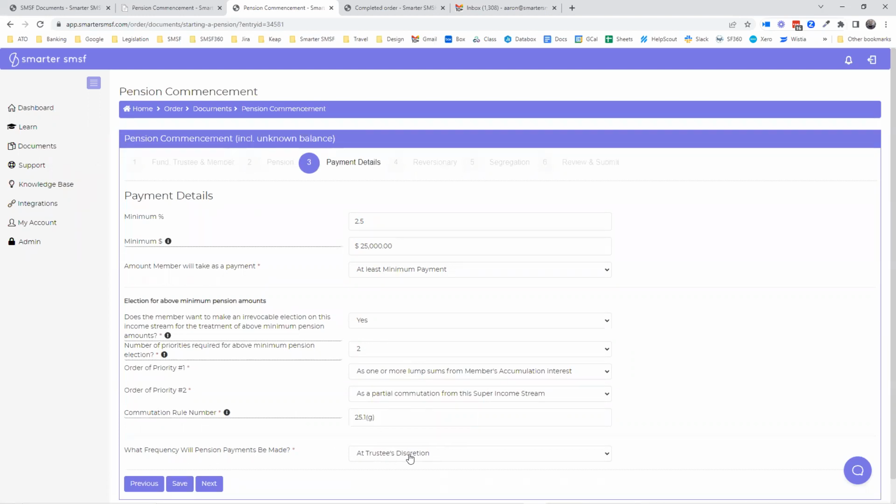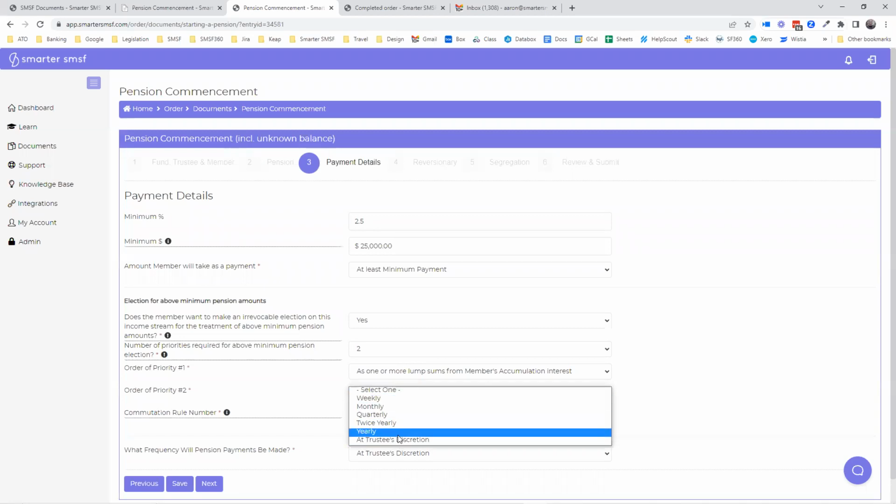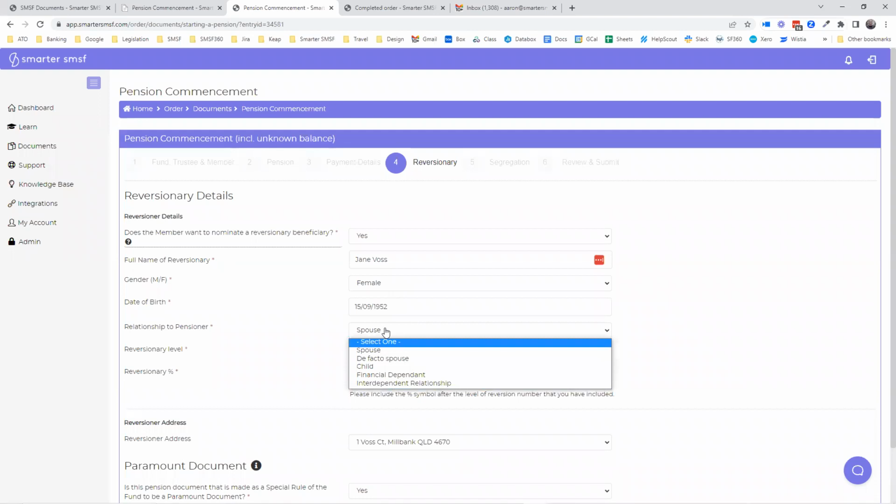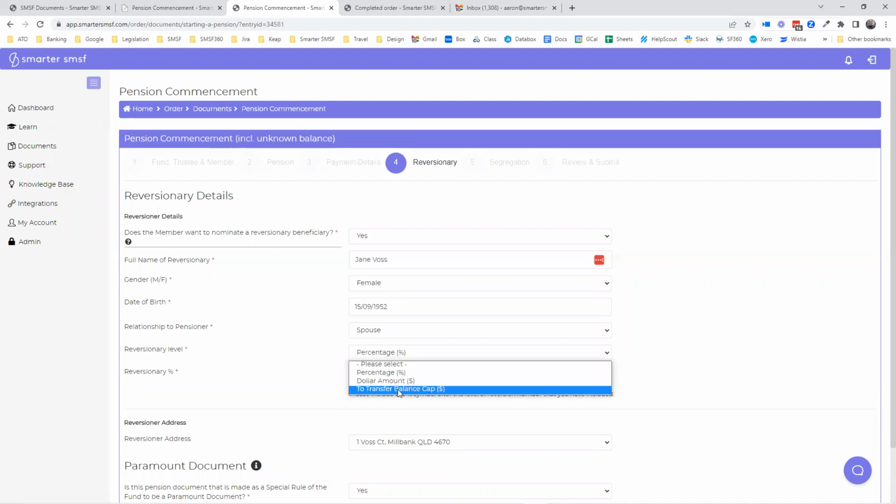Now, again, we have the discretion, or we can specify how often they're being paid. And again, that does become really important, as I said before, around that potential allocation that you can do in the future. So what we ordinarily see in the large majority of our clients that set up pensions in here is you are applying at least the minimum, and there's a trustee discretion in terms of how that comes out. Now, again, yes or no with reversionary. We have the particulars of that reversionary. You have a number of different relationships for the reversionary. You can specify how that reversion works: percentage, dollar amount, or to a member's TBC. You can put the percentage in there as well.